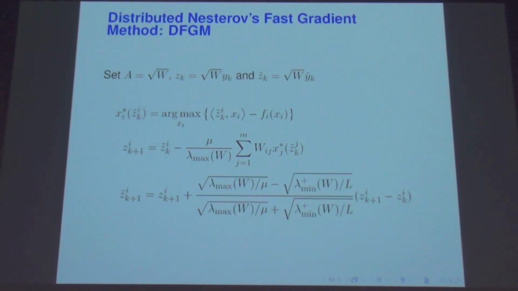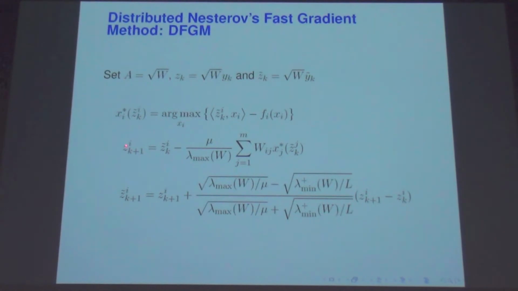So what I've done now is I've changed the variables that I talked about at the beginning. So let's change A by W, and then a new variable Z by square root W y, and Z tilde by square root W of y tilde. And what we have here is that this xi, which is the local solution of the problem, only depends on local information fi. So this can be computed locally by each of the nodes.